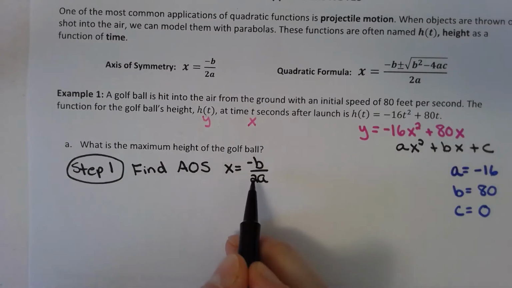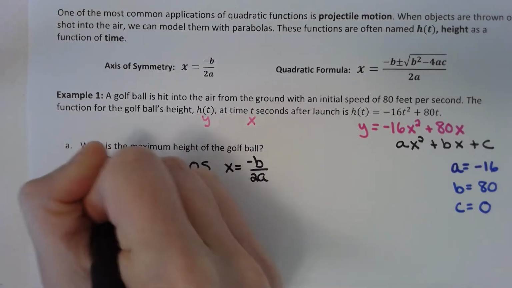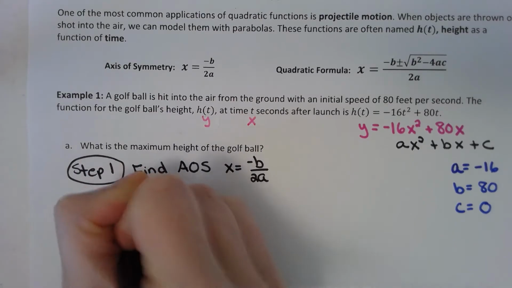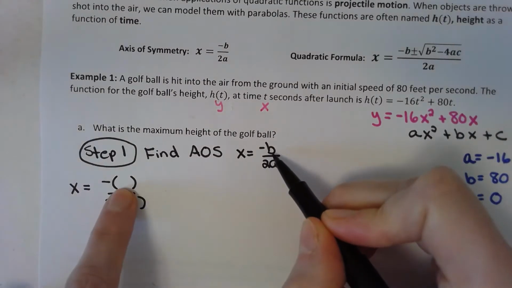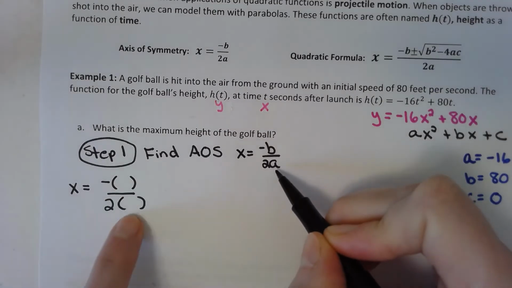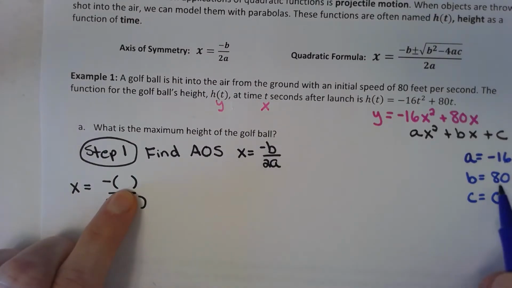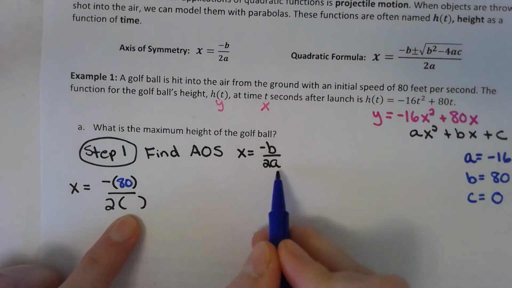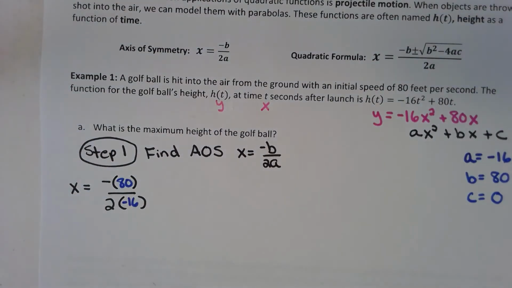I'm going to find my axis of symmetry, so I'm doing x equals -b divided by 2a. So all I did is I took the b value, replaced it with parentheses. I took the a value and replaced it with parentheses. So now we can plug those values in. We said the b value on our problem is 80. And on the bottom, my a value is -16. And now we just need to simplify.